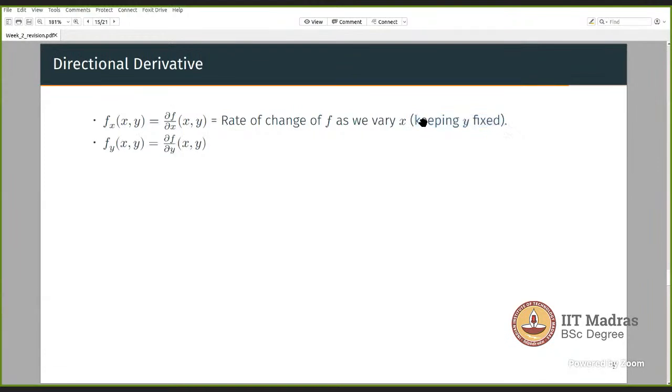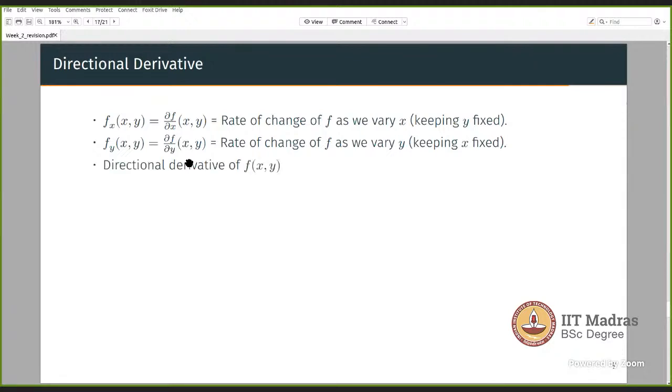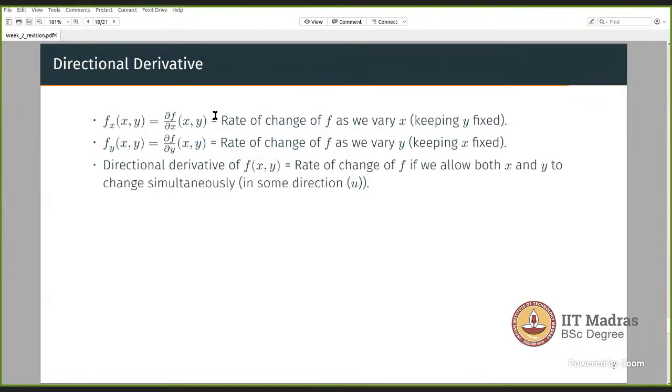Similarly, if you look at the other counterpart, dou f by dou y, this tells you the rate of change of function with respect to y while keeping x constant, which means we are not moving at all in the direction of x. Now here, what we are interested in finding is the rate of change of function when you are allowed to move in both x and y's directions. That's your directional derivative, which gives you the rate of change of function f if we allow both x and y to change simultaneously.